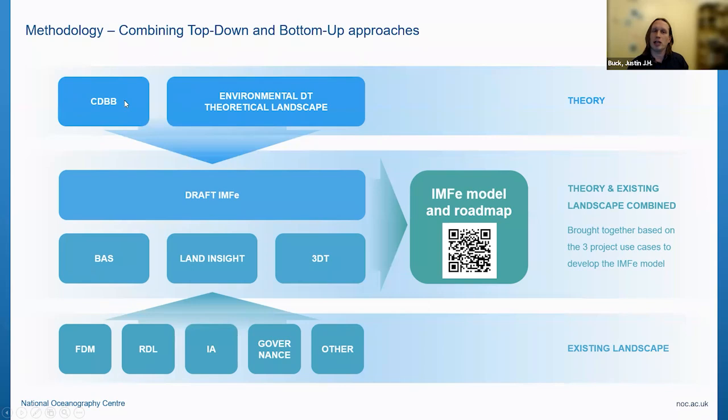And then we took this framework by CDBB. We combined it with the environmental landscape. And we also included 3 use cases to actually test the theory against in order to develop a roadmap that would make sense to users. And there were Antarctic digital twins by British Antarctic Survey. There's Land Insight, which is soil moisture and carbon, and also 3DT by the Met Office, which was atmospheric dispersion used for pollution events. So it's actually working across the environmental domain. These were combined into a draft of the information management framework. And we produced the model and the roadmap, which is available in this QR code.